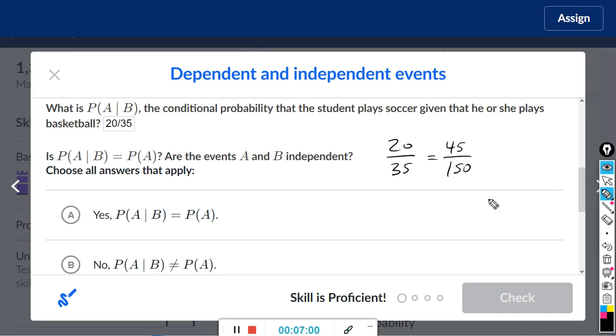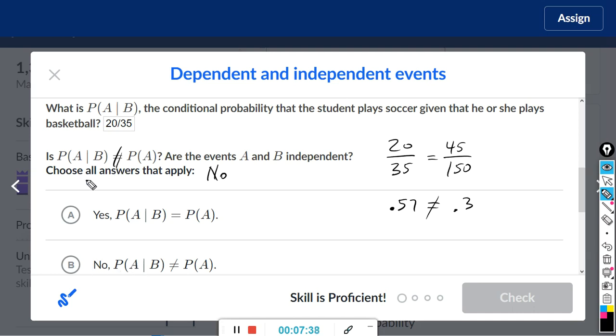Definitely not, right? You can check by cross multiplying, or you can just do on the calculator 20 divided by 35, and I get a 0.57. And for 45 over 150, I get a 0.3. So those are definitely not equal. So the answer is no, they are not independent, because probability of A given B does not equal probability of A. So that's answer B.